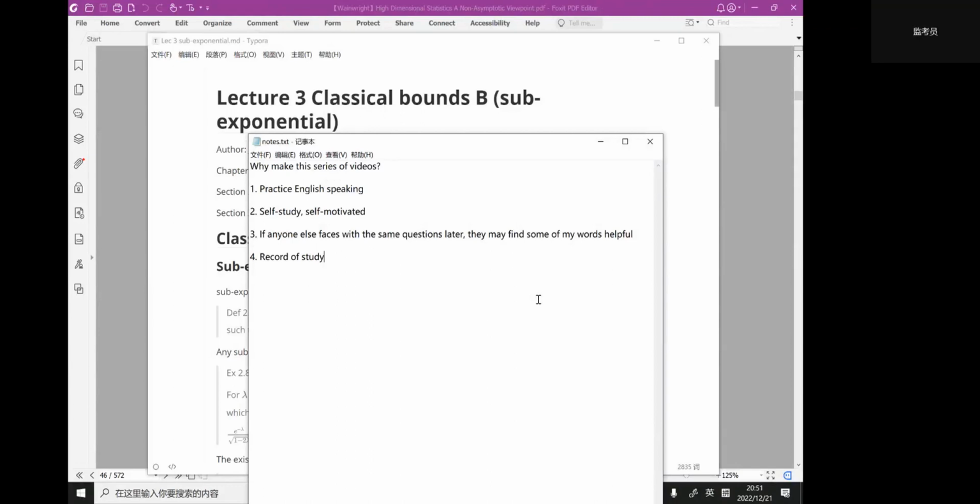And the second reason is about self-study. I think it's a highly self-motivated process for me to do this reading work. I know it's very hard to focus on reading such a difficult book, but it's very important. So I try to use this method to motivate myself to be focused on this book.